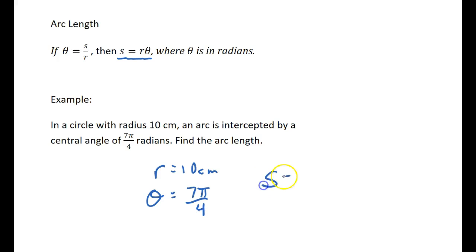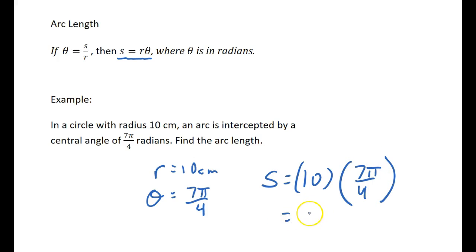Okay, well, s is equal to r theta, which will be 10 times 7 pi over 4, which works out to 70 pi over 4, which works out to 35 pi over 2, and the units are centimeters.